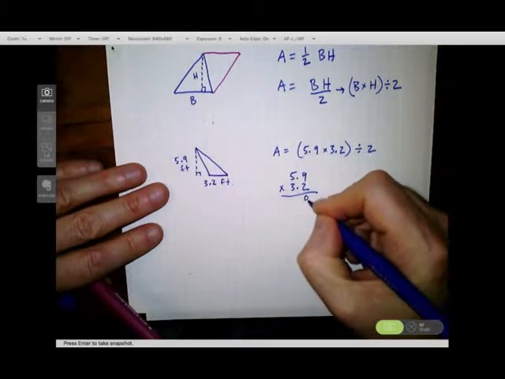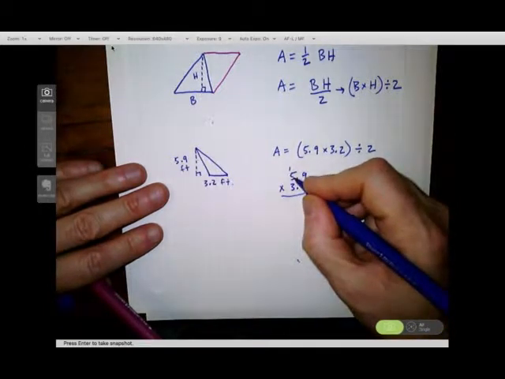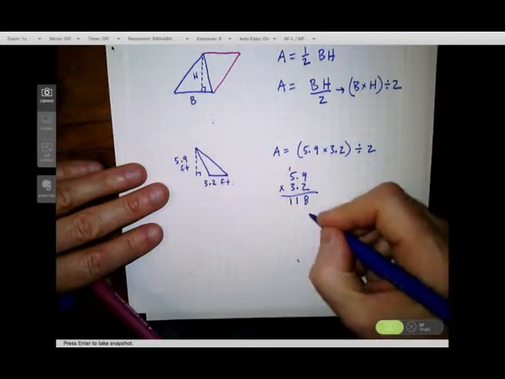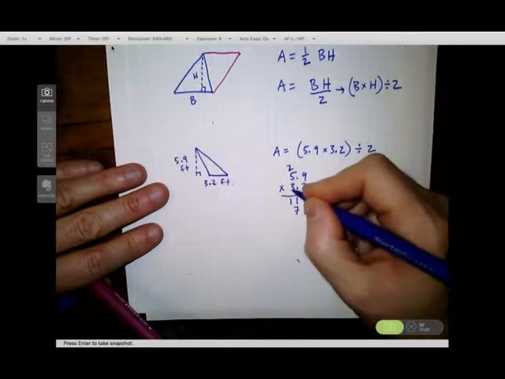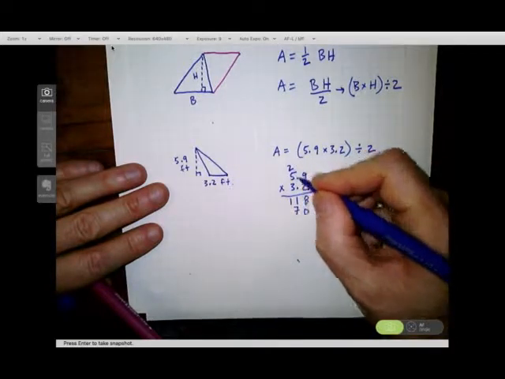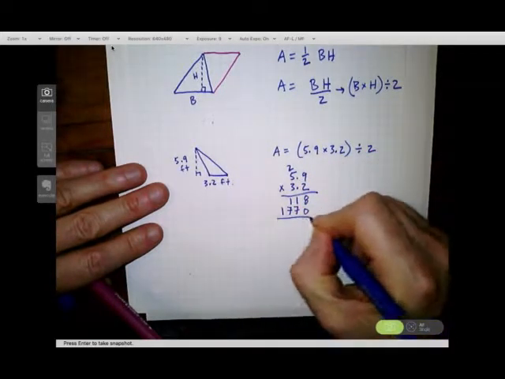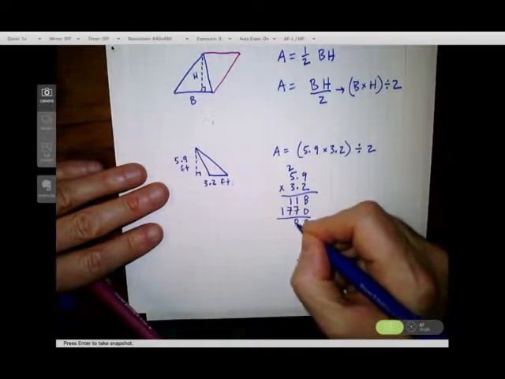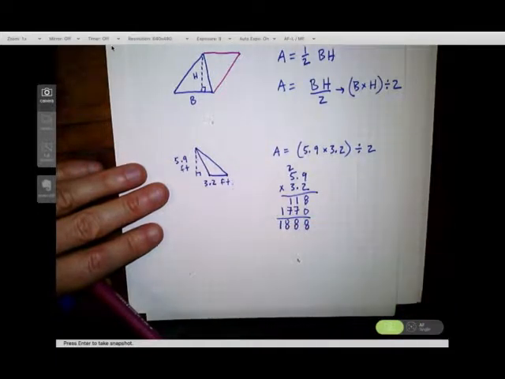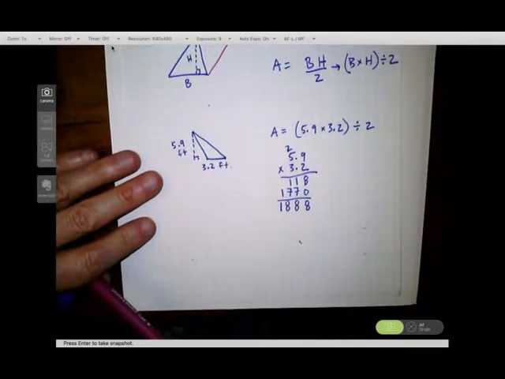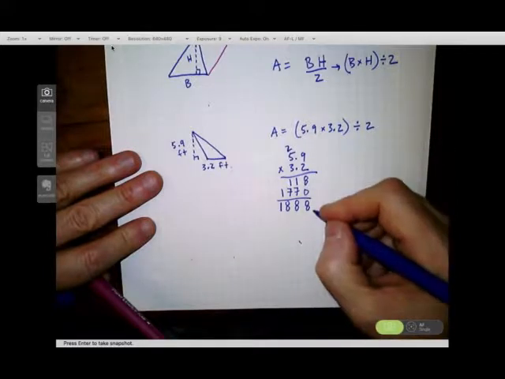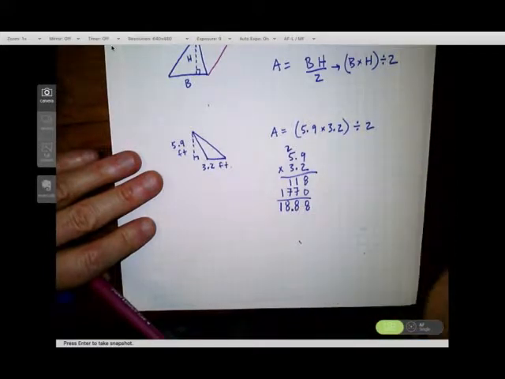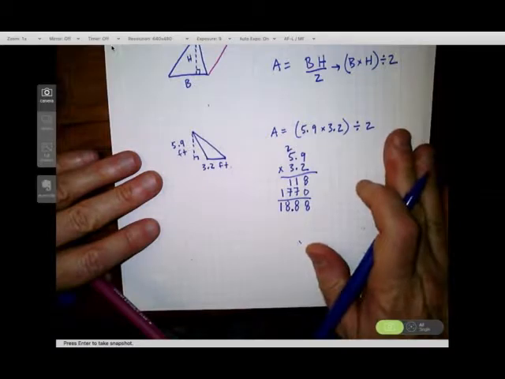2 times 9, 18, 1 up here, 2 times 5, 10, plus 1, 11, 0 down here, 3 times 9 is 27, 2 up there, 3 times 5 is 15, plus 2, so 17, 8, 8, 8, 1. Okay, now we got to figure out how many decimal places are in the answer. Well, I got one number after the decimal here, another one here, so that means there's 2 decimal places in the answer. Now remember, you're not done.